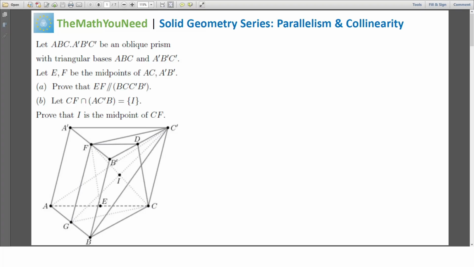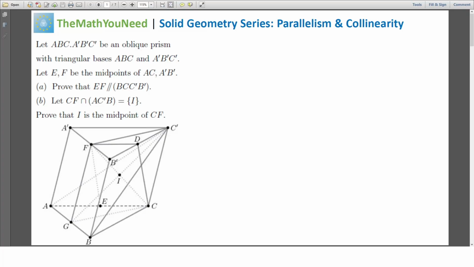Today I have a very exciting problem for you all. Here it is. Let ABC, A prime, B prime, C prime be an oblique prism with triangular bases ABC and A prime, B prime, C prime. Let E and F be the midpoints of AC and A prime, B prime respectively. A. Prove that EF is parallel to the plane BC, C prime, B prime.